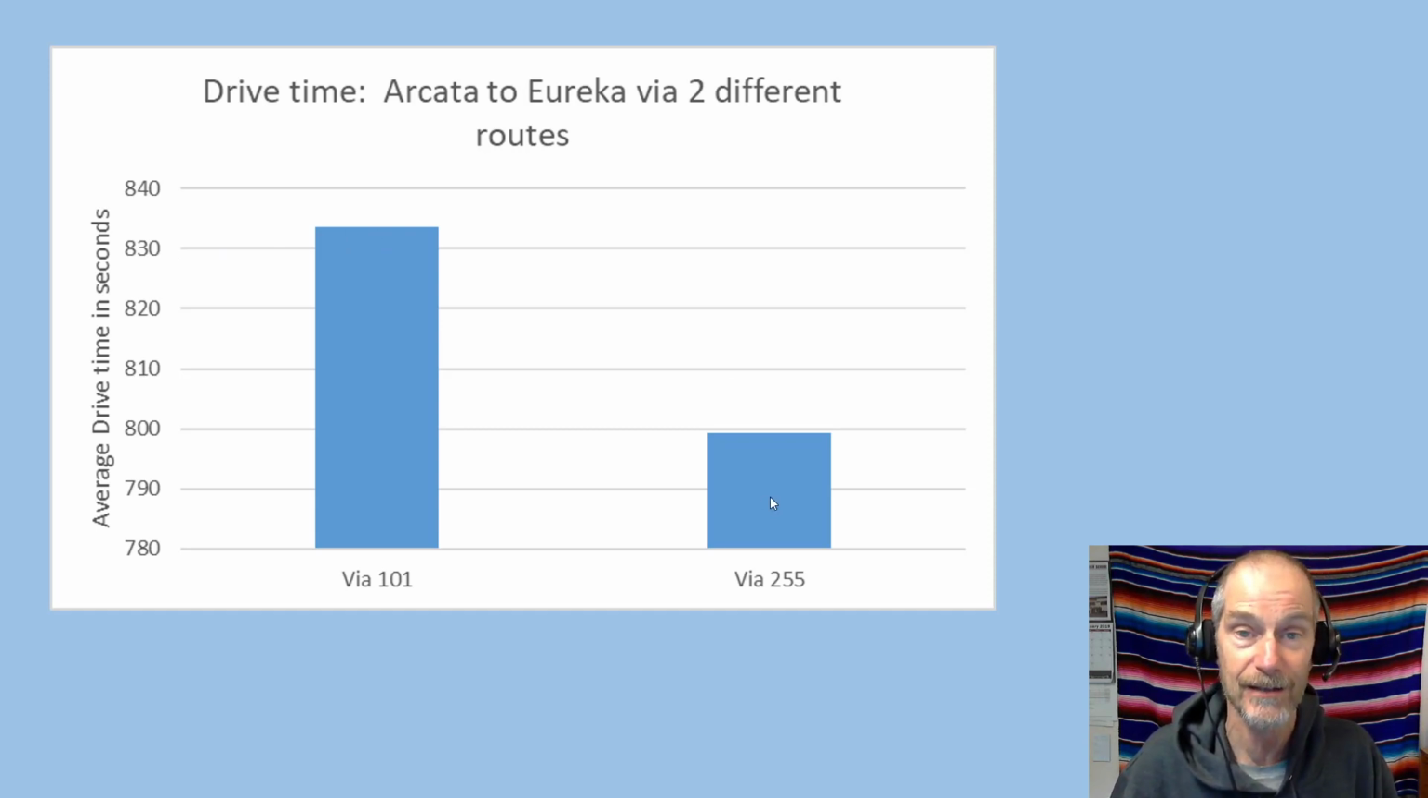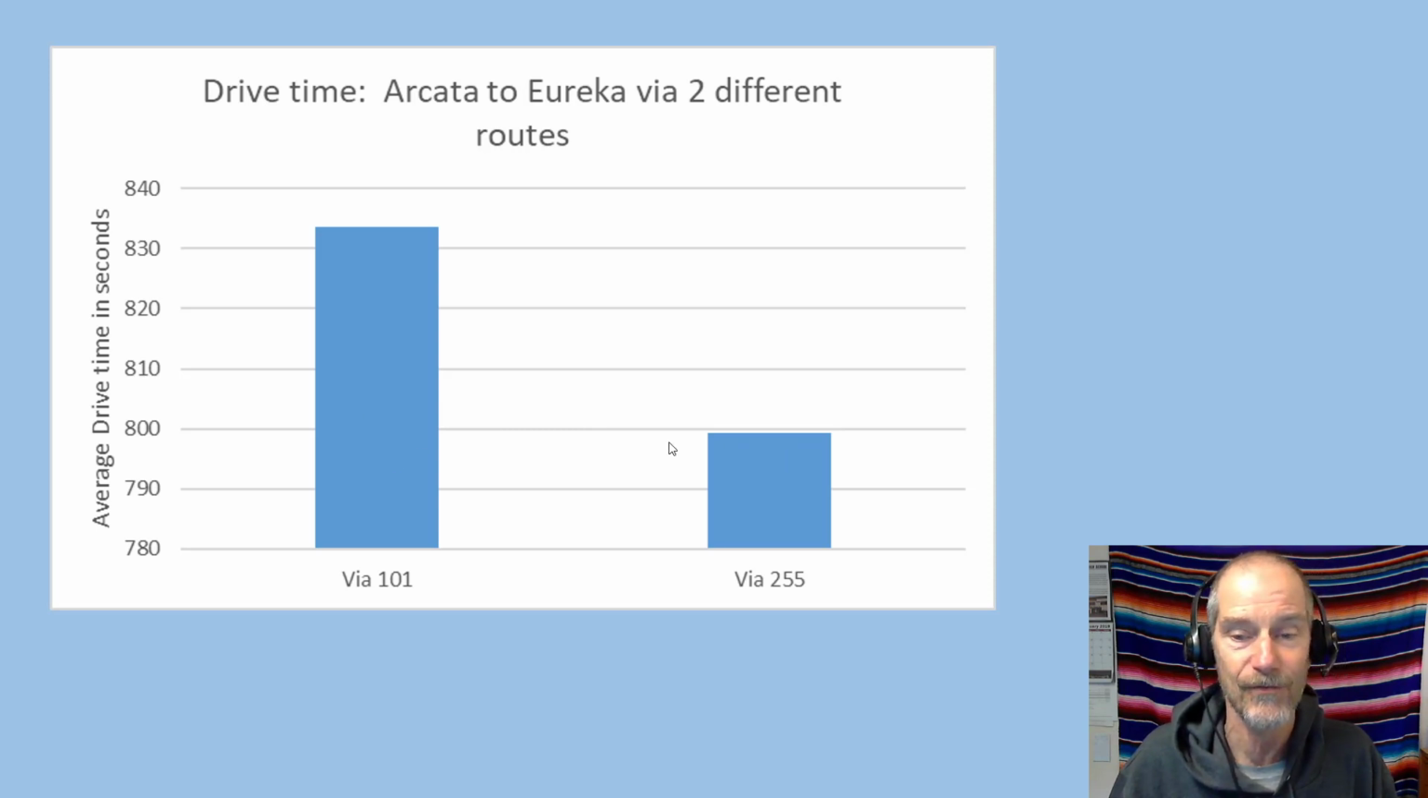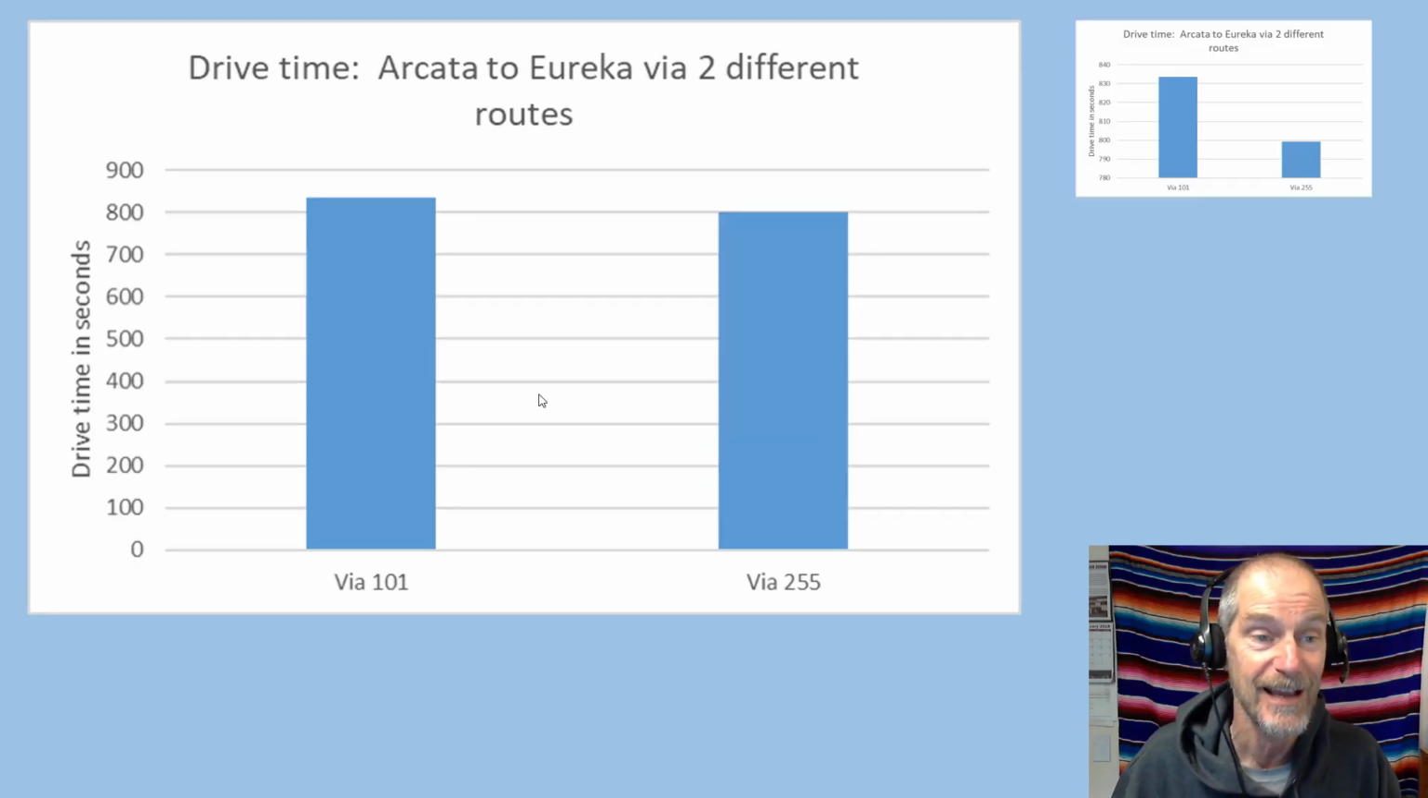Drive time, Arcata to Eureka via two different routes. What's this say over here? Average drive time in seconds. Oh, okay. So to go via 101, it's like 830 seconds, and to go via 255, it's 800. So the difference is about 30 seconds out of 800.